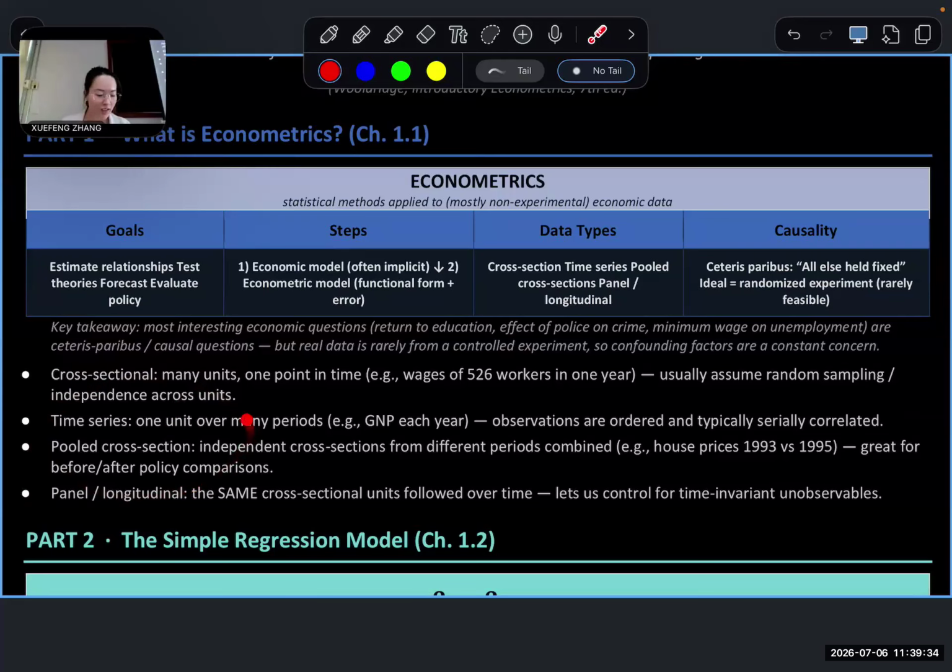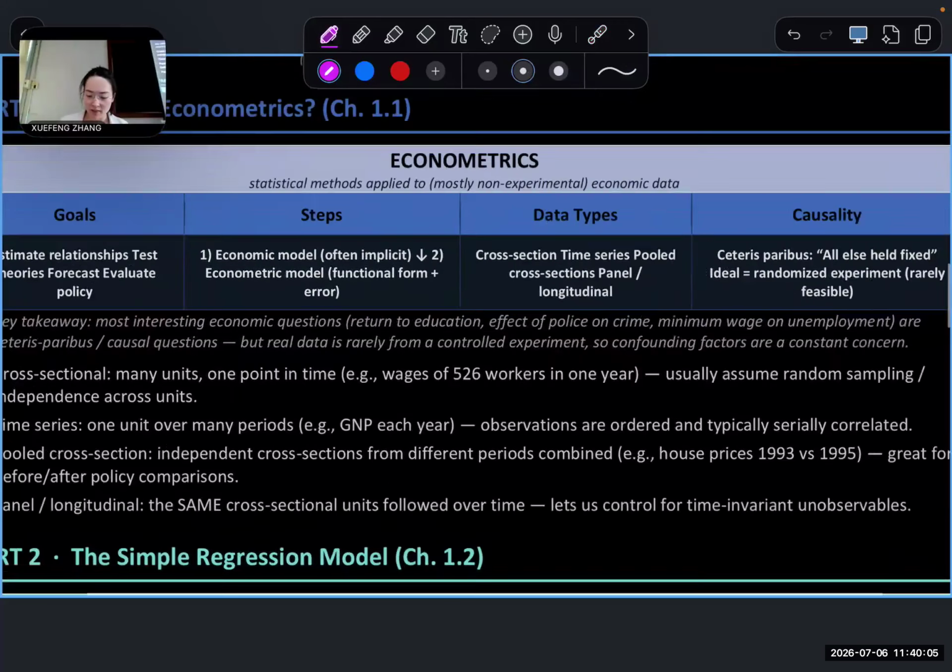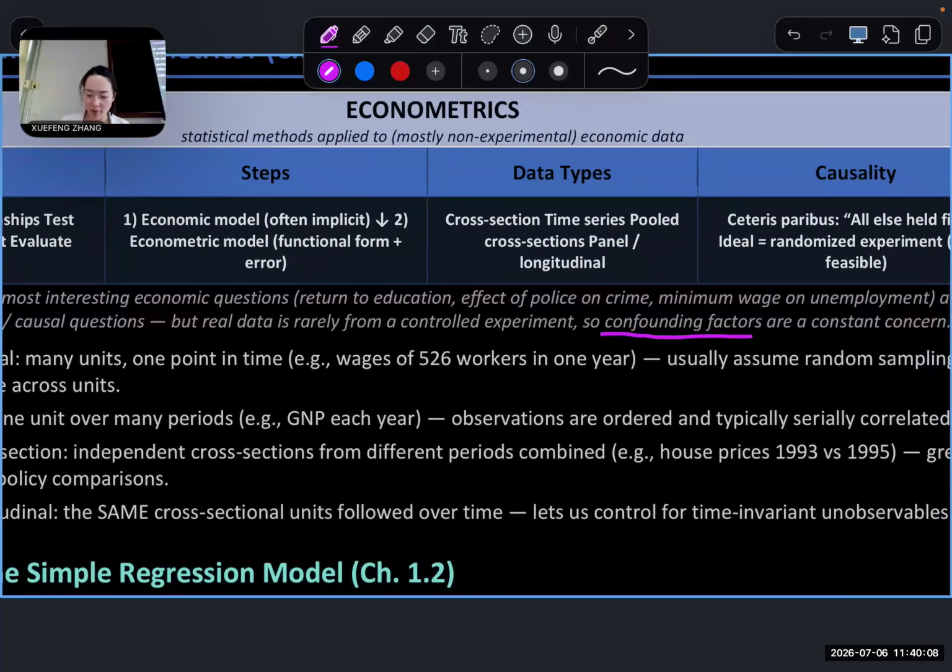Okay, those are the types of different data, how to differentiate, but I'm not gonna go through here. So here, most interesting economic questions, return to education. I showed you effect of police on crime, minimum wage and unemployment are ceteris paribus or causal questions, but real data is rarely from a controlled experiment. So confounding factors are a constant concern. Confounding factors means many X, right? We have confounding factors, right? Many X, okay?